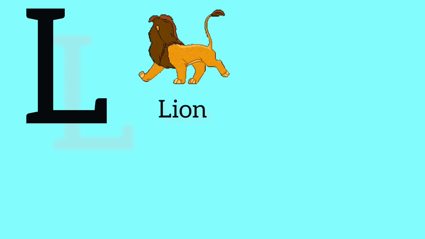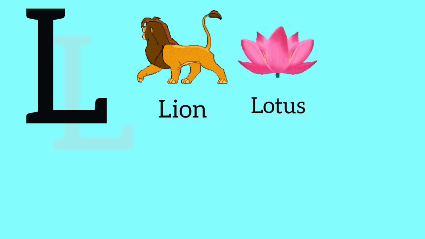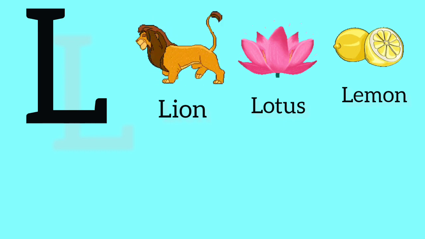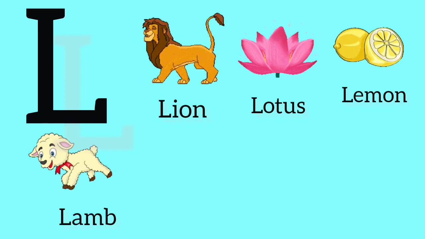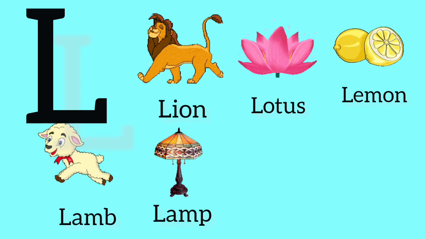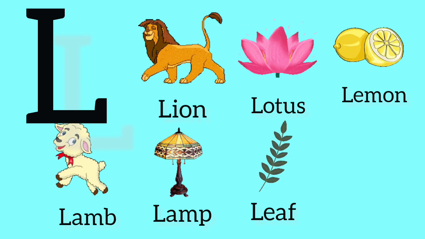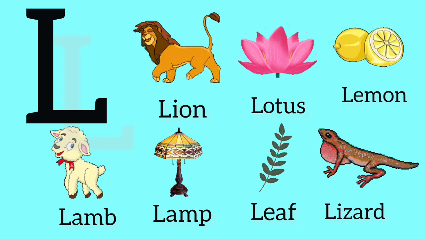L is for lion. L is for lotus. L is for lemon. L is for lamb. L is for lamp. L is for leaf. L is for lizard.